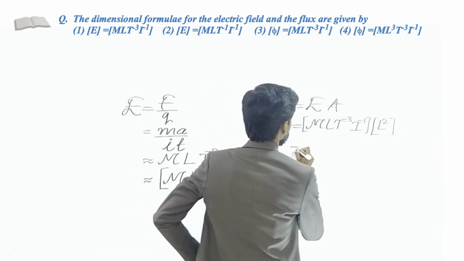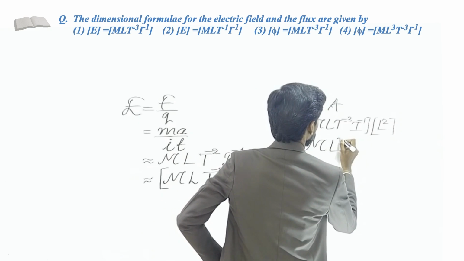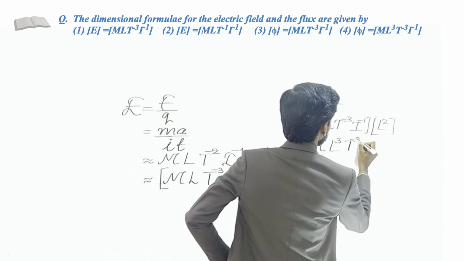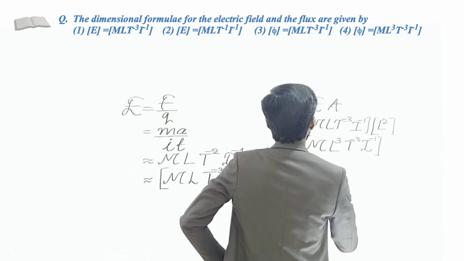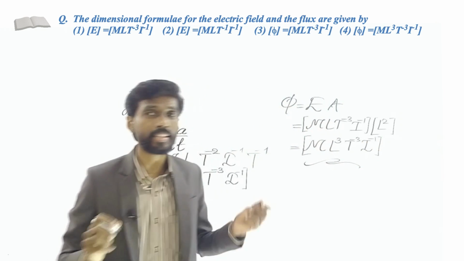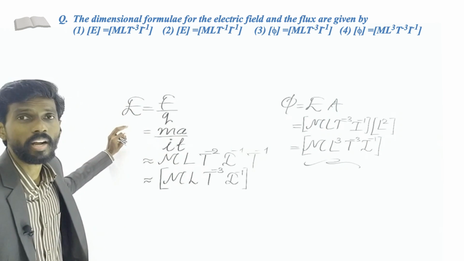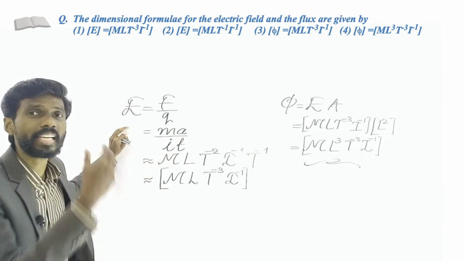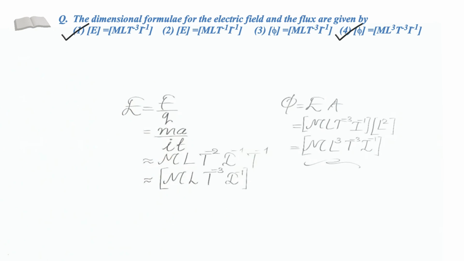If you simplify, this will become M L to the power 3, T to the power minus 3, I to the power minus 1. So that's all. So that is the dimension of the electric flux. Do you understand? So that is a very simple question. So we know the relation between the electric field or electric flux in terms of the known quantities, and then we can write the dimension. Okay, that's it.